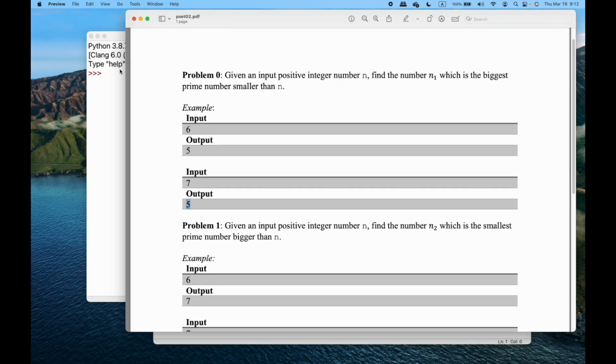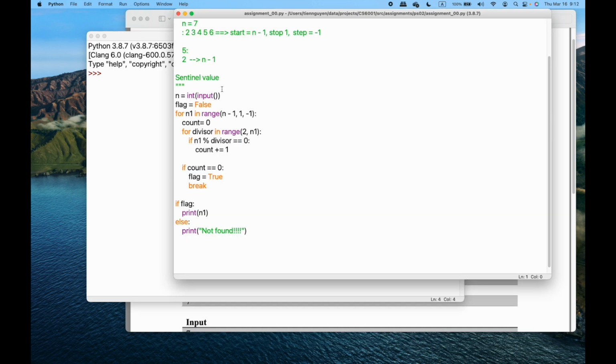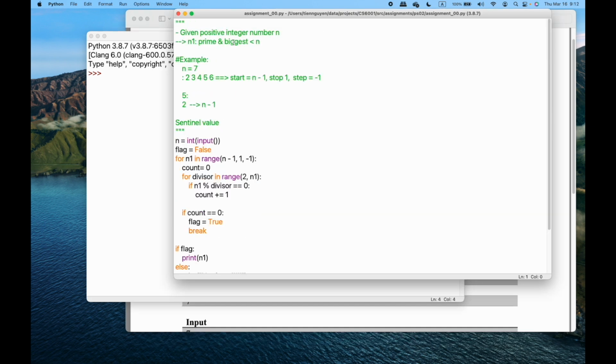So we can look at our implementation here. How can we solve it? The first idea is we need to know how to determine whether a positive integer is a prime number or not. We already solved this problem in the last video, so if you have forgotten, you can recall what you need to do by rewatching the video. In this video, let's discuss the idea of how to find n1.